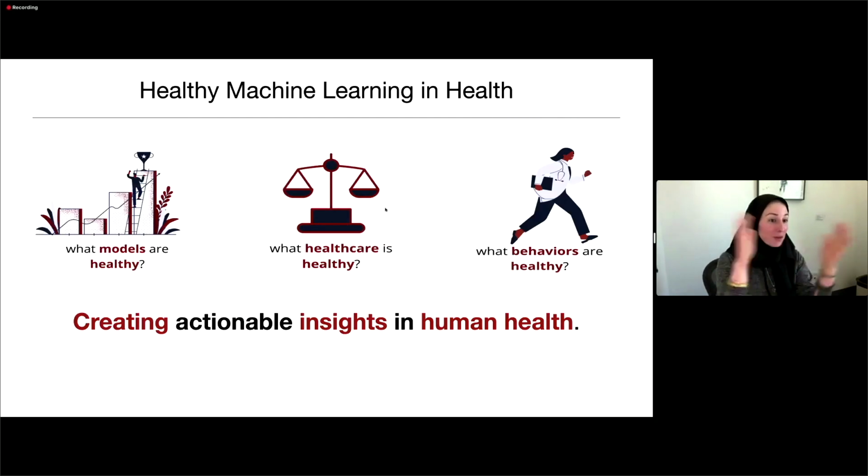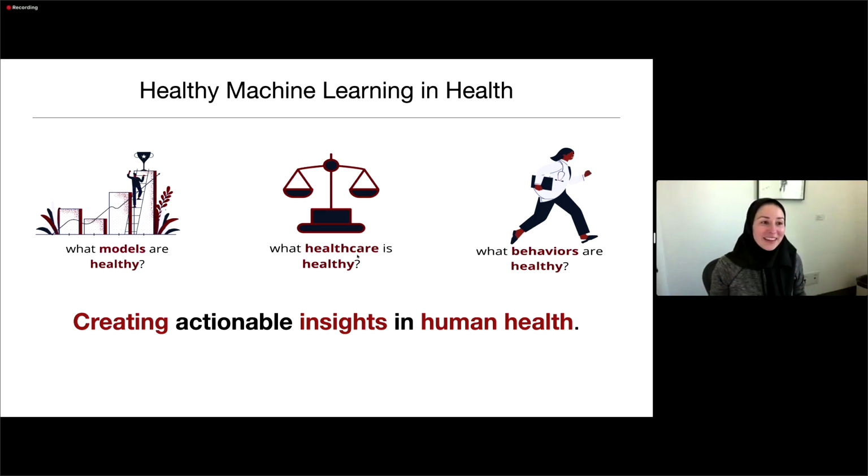So the first thing that I'll open with is my group does healthy machine learning. We try to create actionable insights in human health. And we do this in 3 ways, and I'll cover research in these 3 areas. So the first thing that we might try to do is build machine learning models that work in healthcare data. And that requires its own set of technical challenges that you might want to overcome. The second set of things that we do is we try to audit healthcare systems using current state-of-the-art machine learning systems and see where there are gaps that may be addressed.